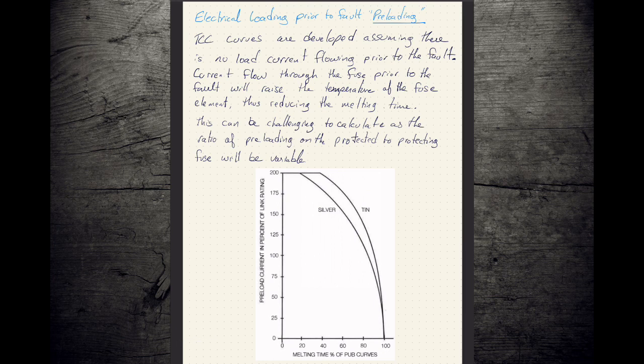Now, electrical loading prior to the fault, the term we use for this is preloading. Our TCC curves have been developed assuming there is no preloading on the link at all. So preloading is going to get current flowing. Now, your fuse element is fairly small. It's designed to heat up to the point that it melts if you flow too much current through it.